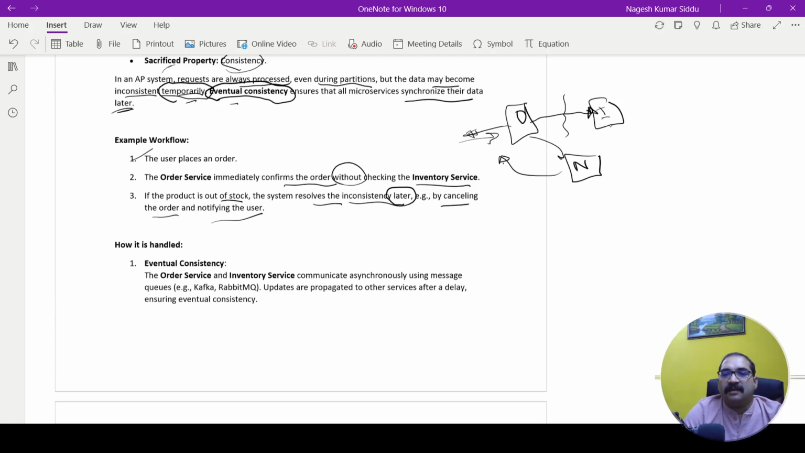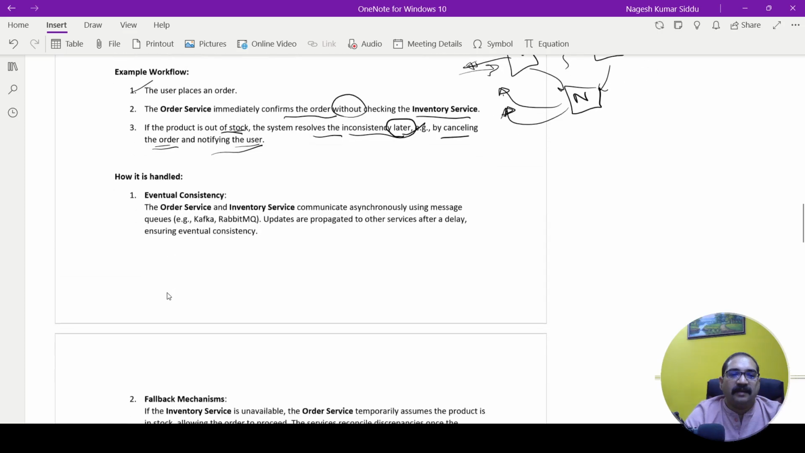Then later, asynchronously, if it identifies that okay, I don't have the stock in the database, it is already 0, I can't proceed with the order, then it sends another notification: sorry, your order is cancelled, we could not serve you with this request because we are out of stock. So this way the product is out of stock and the system resolves the inconsistency later by cancelling the order and notifying the user. So in this case, how to do it technically?